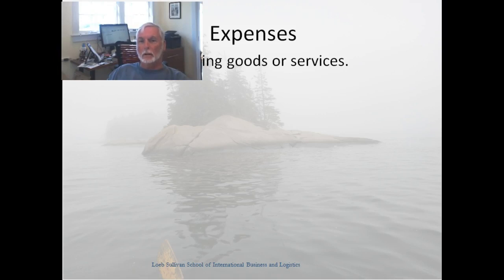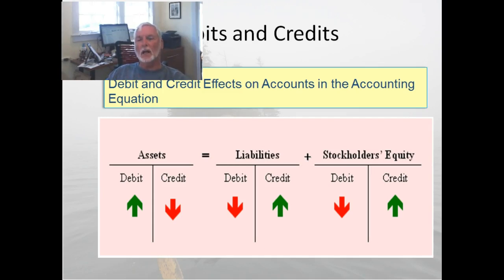So a debit is to the left on an accounting journal, and a credit is to the right on an accounting journal. The next slide shows you what debits and credits look like. A debit is a plus to an asset, and a credit is a minus to an asset. But on the other side of the equation, they do the exact opposite. On the other side of the equation, a debit is a minus and a credit is a plus.